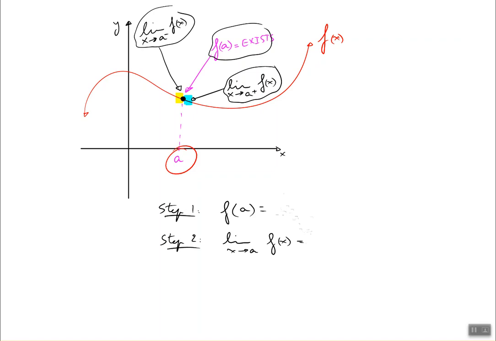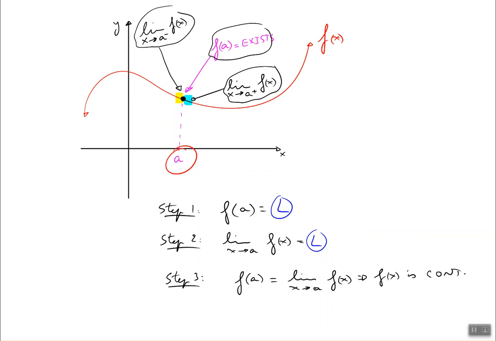Typically speaking, we call that number capital L. If they're both capital L, then we can say in step number 3 that the function is continuous. If f of A is equal to the limit as x approaches A on this function f of x, then they'll both be equal to L, and we say that the function is continuous. So f of x is continuous. So that's what we're going to be doing in the next few minutes.